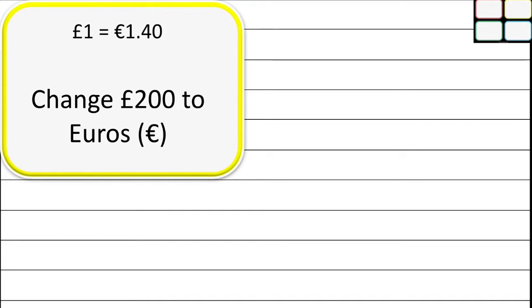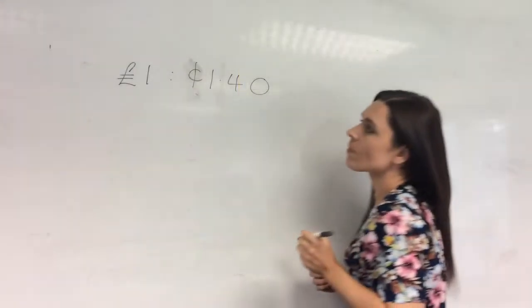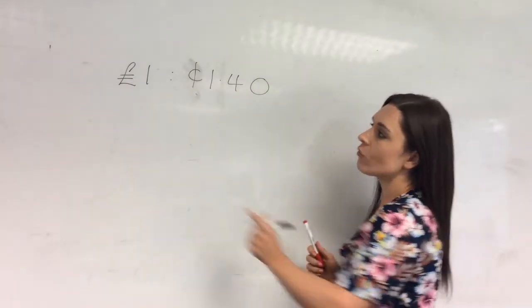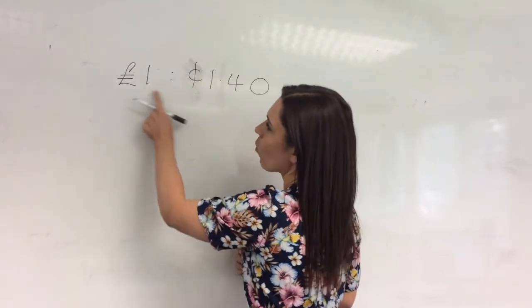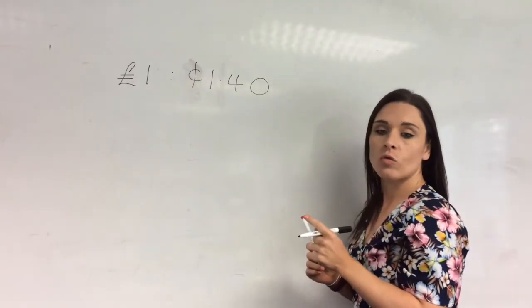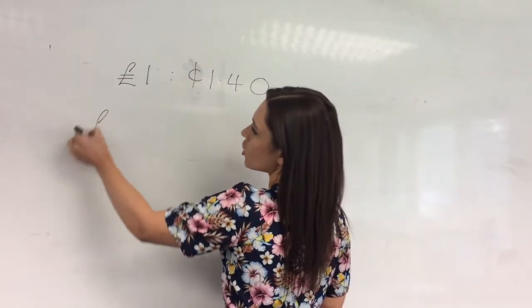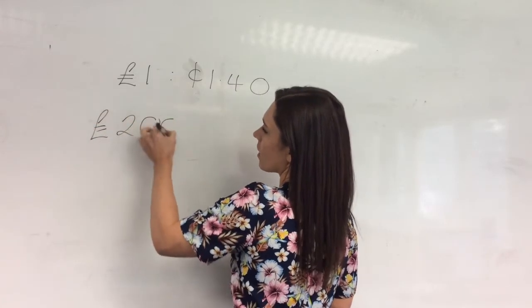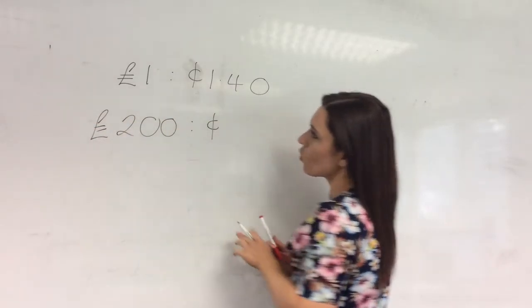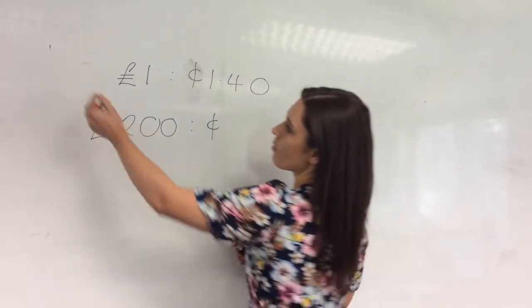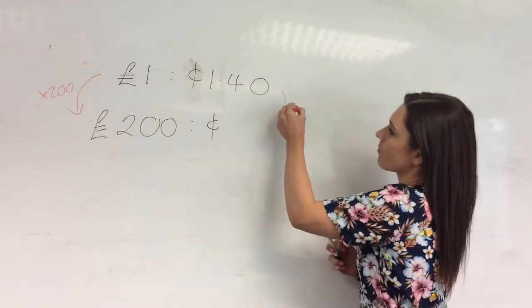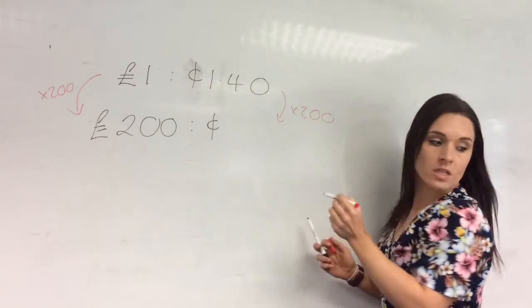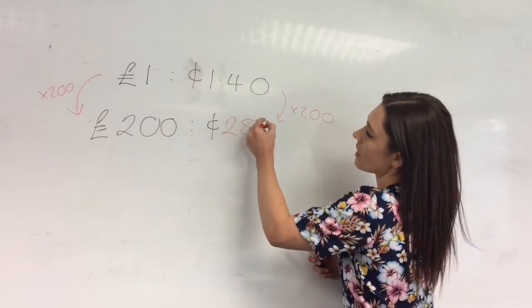Now I've talked you through the method, can you apply it to this question? Here we have an exchange rate of £1 to €1.40. Again, we have our 1 to n ratio already. We want to convert £200 into euros. So all we need to do is multiply both sides by 200, which gives us 280 euros.